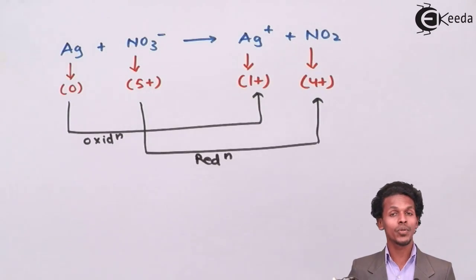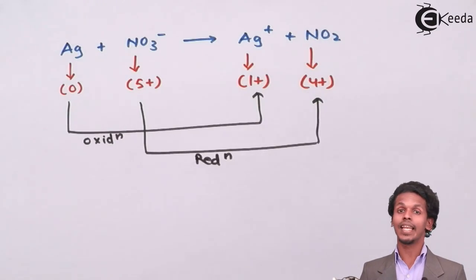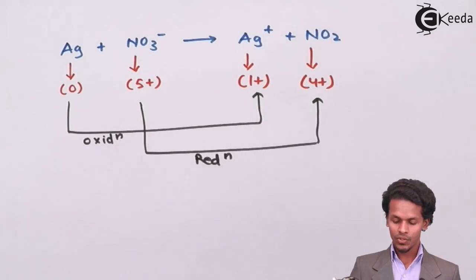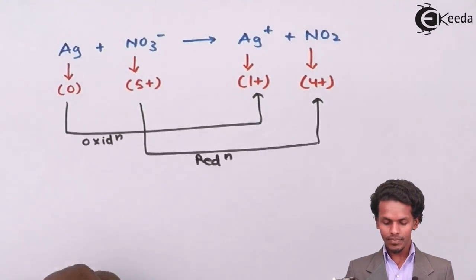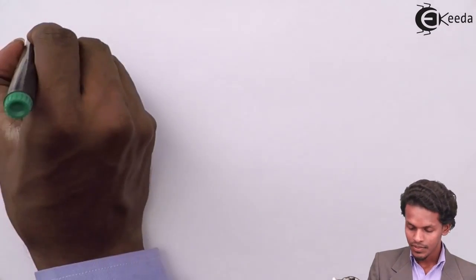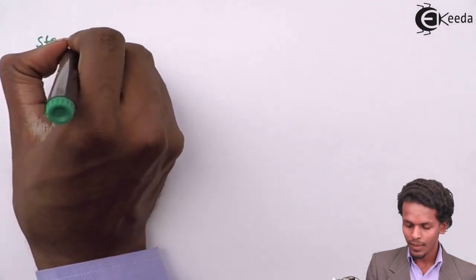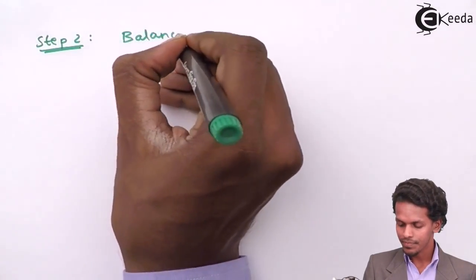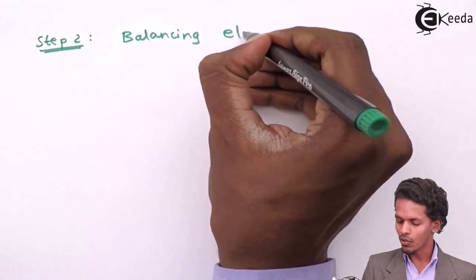Now we are going to check whether the electrons are balanced in this reaction or not. So the second step, step number 2, will be balancing electrons.